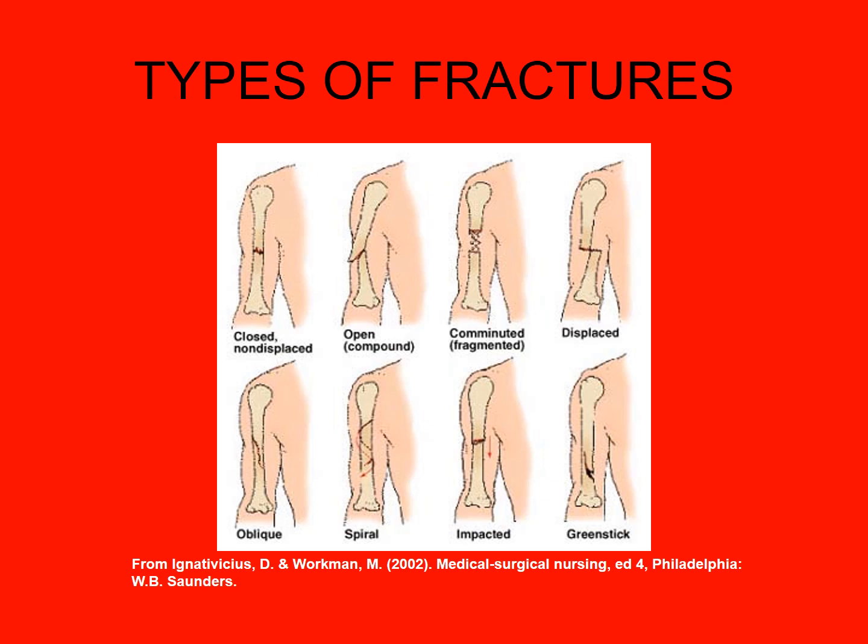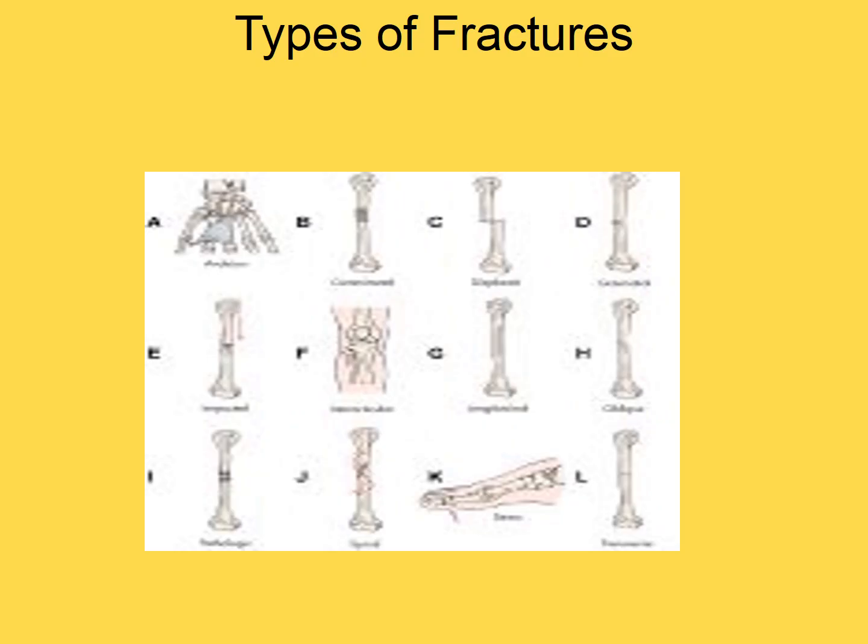Again, it's an incomplete fracture with one side splintered and the other side bent, seen in children. Next slide. Again, just more of the same type. It's showing you the spiral fracture, the stress fracture, the transverse fracture and so forth. Next slide.